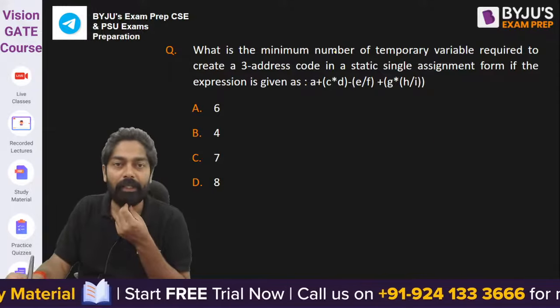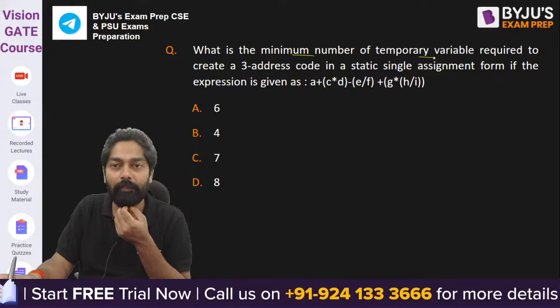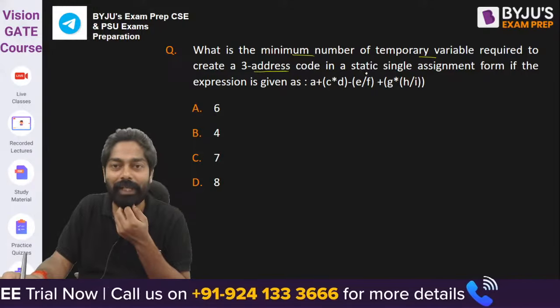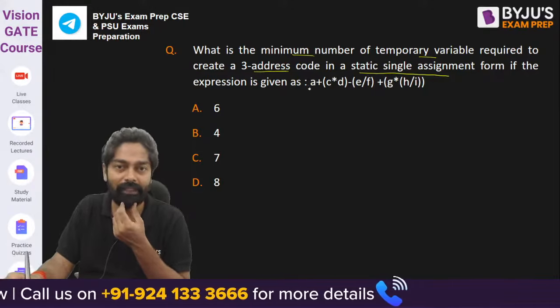Okay, can you please try? What is the minimum number of temporary variables required to create 3 address code in static single assignment form if the expression is given this one?